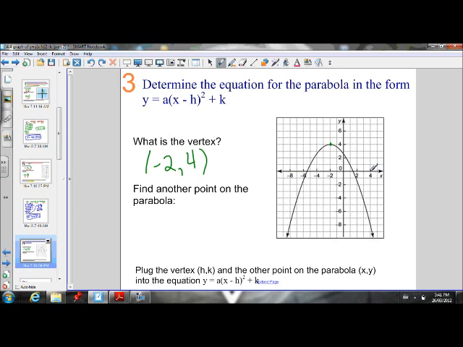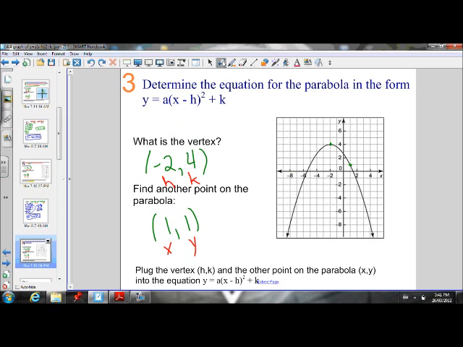Find another point on the parabola. Let's find another nice even point that it goes through. Let's take a look. It looks like it goes through this point right here, (1, 1). It looks like it goes through there evenly. So let's write that down. Another point on the parabola is (1, 1). And we remember that the vertex is (h, k). So this is our h and k values. And a point on the parabola is the x and y coordinates. That's our x and y.